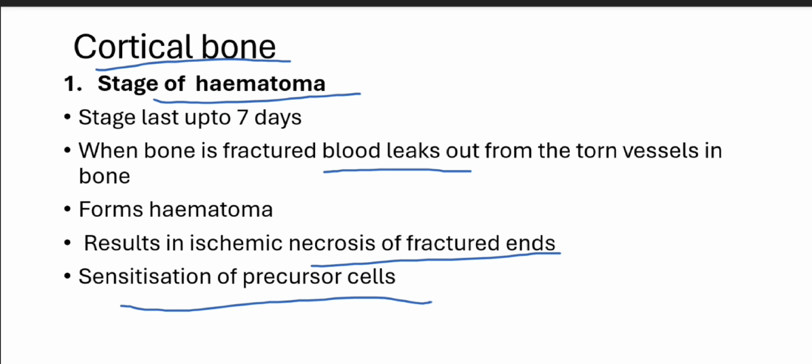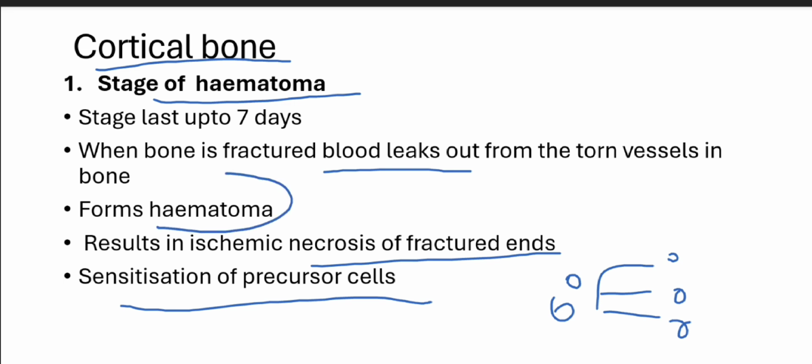Sensitization of the precursor cell is the process where the precursor cells, which are immature cells, are capable of differentiating into various types of cells. So it is the immature cells which will differentiate into different types of cells. Because of the torn vessels, it will form hematoma and result in ischemic necrosis of the fracture end. At the fracture end, necrosis will take place, and because of this there will be sensitization of the precursor cells, and this stage lasts up to 7 days.